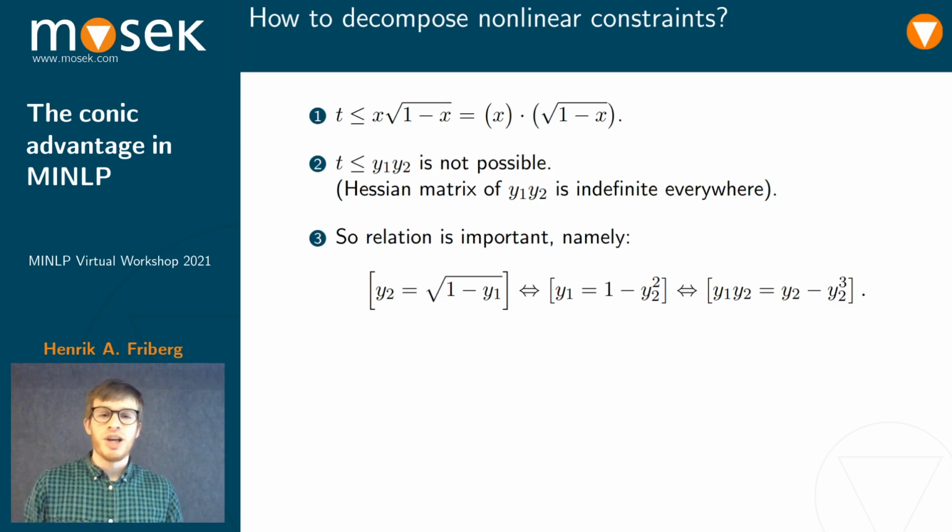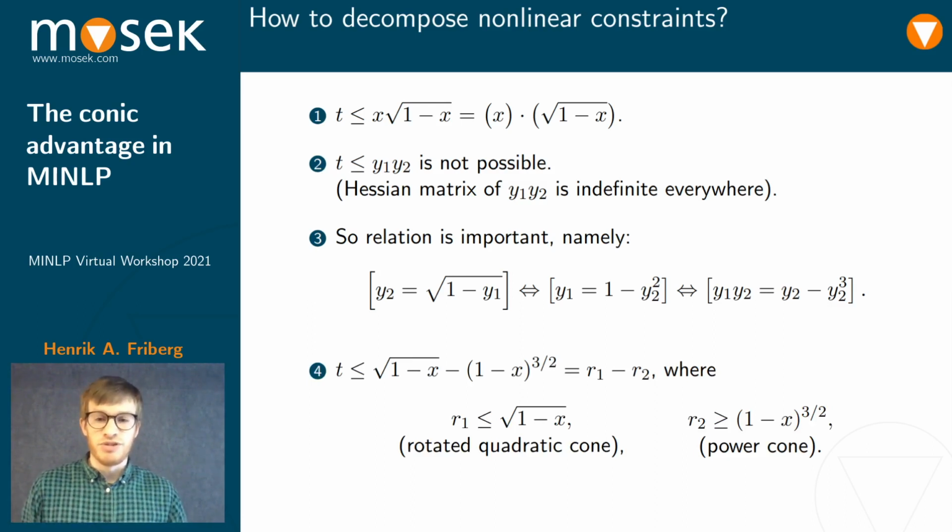And by multiplying both sides of the equation by y2, we now obtain a new representation of the product. Simply substituting back in the definition of y2, we get a conic reformulation. In particular, we have two terms, each of which can be recognized using the modeling cookbook. The first of which is a rotated quadratic cone, and the second of which is a power cone.